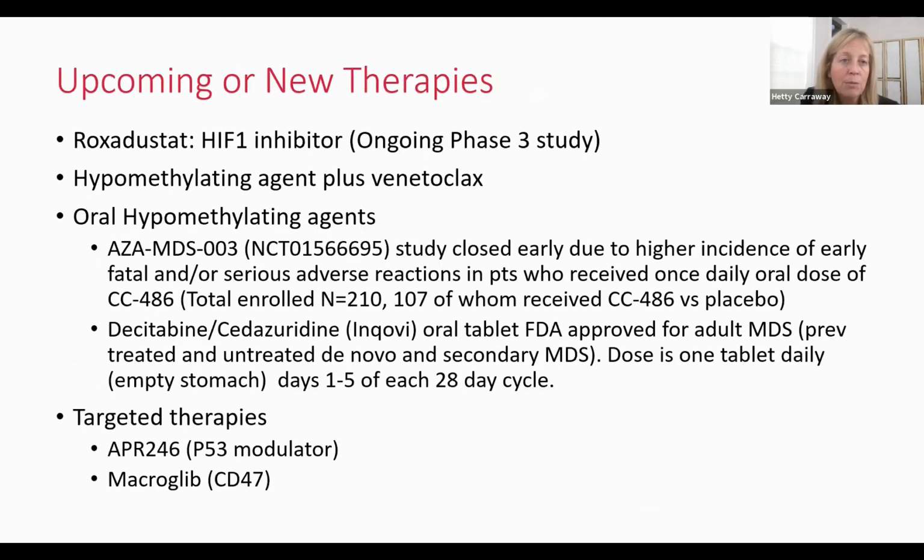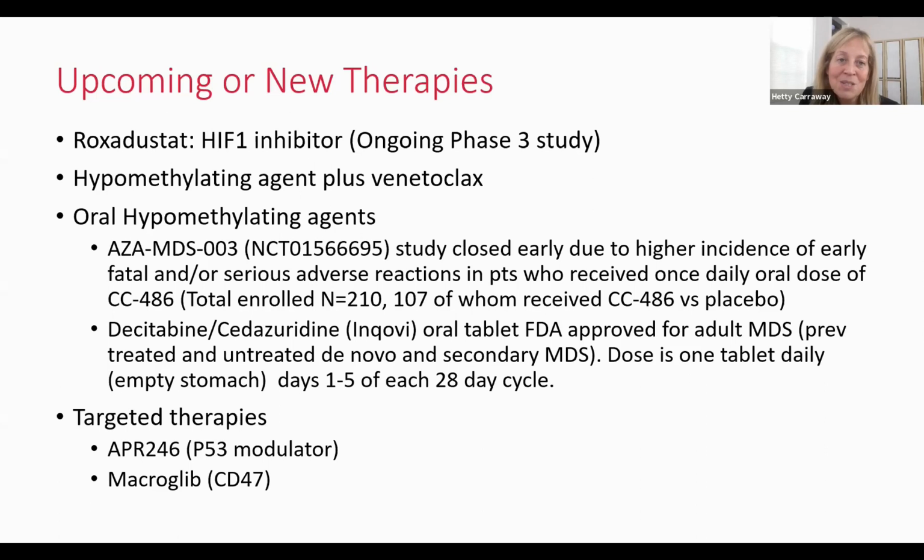So I'm going to turn very briefly to upcoming or newer therapies. Some that were presented at ASH in 2019 include agents such as roxadustat, which is a HIF-1 inhibitor and has been extensively studied in patients with end-stage renal disease and currently has an ongoing phase 3 study for patients with MDS that are transfusion dependent. Early reports of this drug looked promising, but we'll continue to follow. What's nice about this agent is that it's an oral agent and people don't have to come to the clinic to receive IV or sub-Q based therapy.